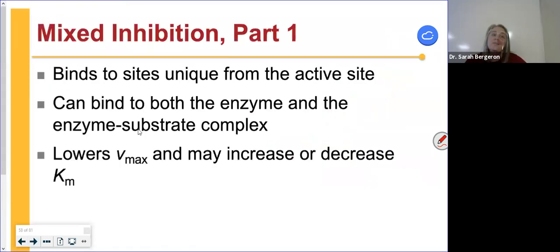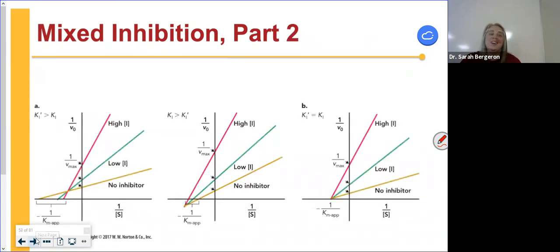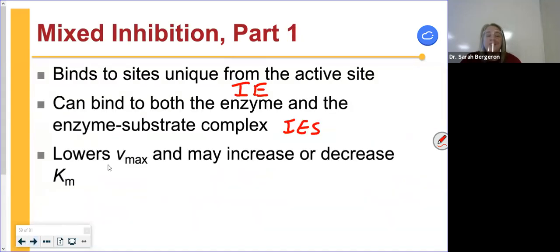So then if you have mixed inhibition, right? These are going to bind to sites that are far from the active site, and these bind to both the enzymes. So you have inhibitor enzyme, and you have inhibitor enzyme substrate complexes. Now, this can do all kinds of crazy things. I won't test you on mixed inhibition because it's kind of mean. Whenever you see it, you're always going to see a lower Vmax, and then Km can either go up or down, right?